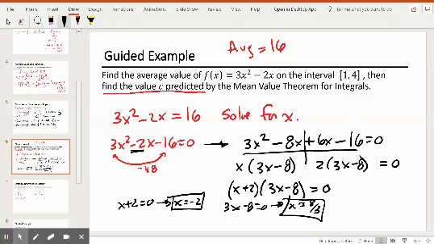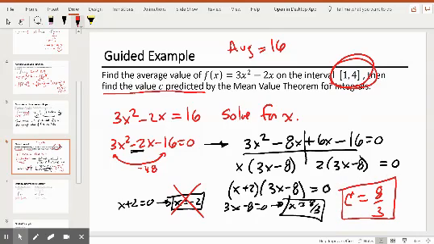We have two answers here, but now we have to go back and say, do these answers exist in the interval 1, 4? We see that negative 2 does not. 8/3 is 2 2/3. That does exist in that interval. So c is equal to 8/3. That is the value predicted by the mean value theorem.